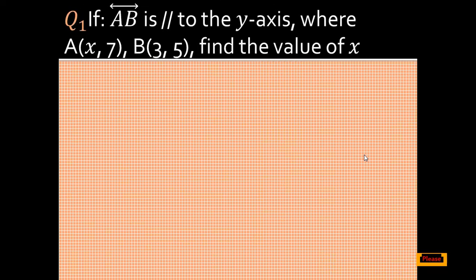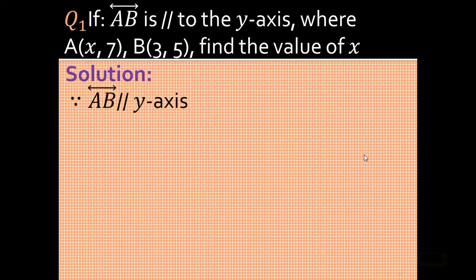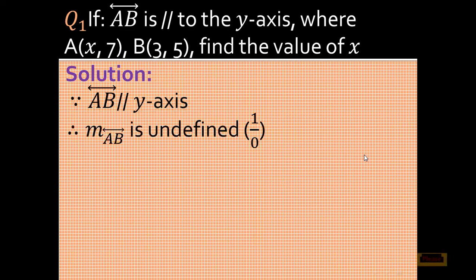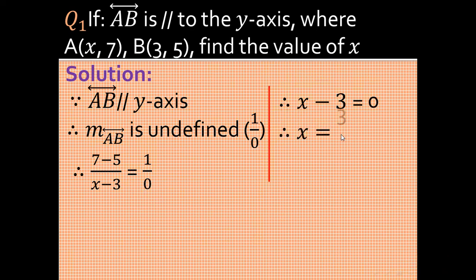Question number 1. If AB is a straight line parallel to the y-axis where A equals (x, 7) and B equals (3, 5), find the value of x. At first, we have in the given AB parallel to the y-axis. It means the slope is undefined. Undefined, we consider it equals 1/0. Find the slope: y2 minus y1 divided by x2 minus x1, then 7 minus 5 divided by x minus 3 equals 1/0. We set fraction equals fraction, cross multiplication, then x minus 3 times... equals 7 minus 5 times 0 equals 0, then x equals 3.